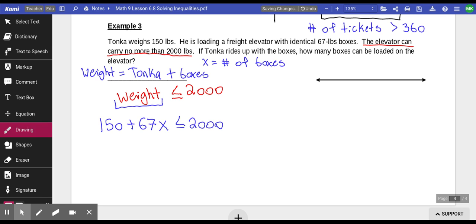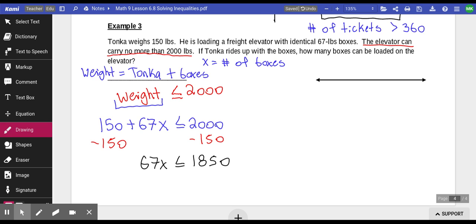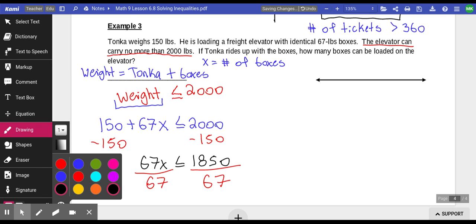I then can solve my inequality. I do that by subtracting 150 from both sides. That gives me 67X is less than or equal to 1,850. I then divide both sides by 67. That gives me X by itself. It is less than or equal to, you punch 1,850 into your calculator and divide it by 67, and you get 27.6. It goes on, but we're going to leave it like that.